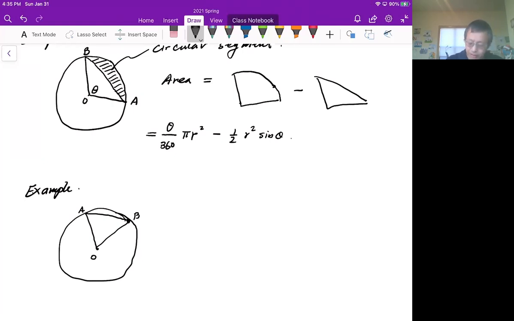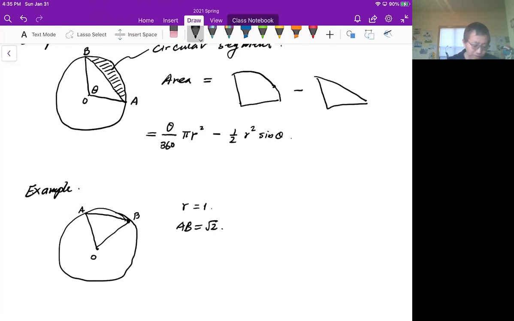Let's assume that the radius of the circle is equal to 1, and I give you that AB is root 2. I want to figure out the following. We're not doing the circular segment; the circular segment is easy to do, we can use the formula above.